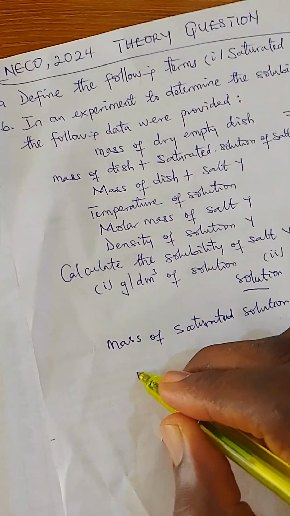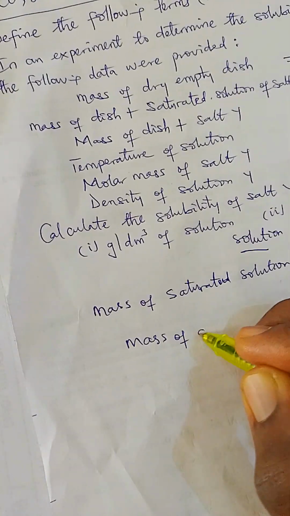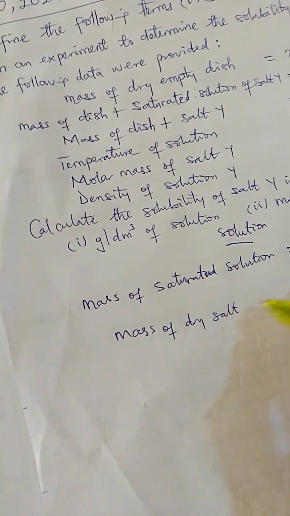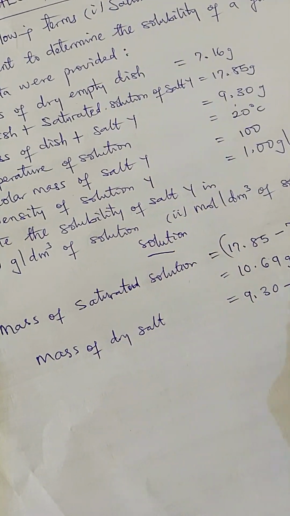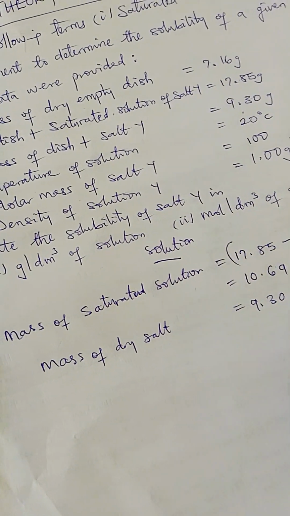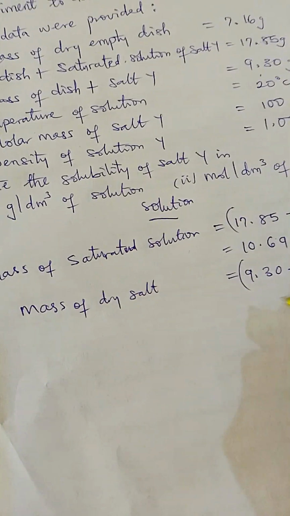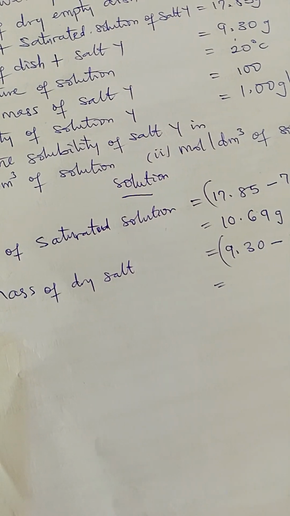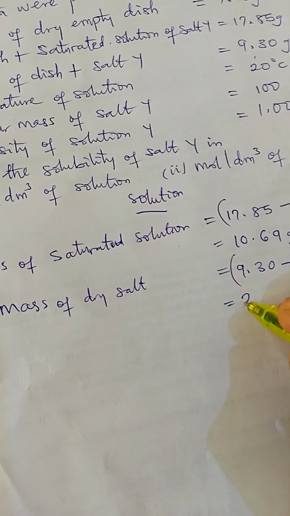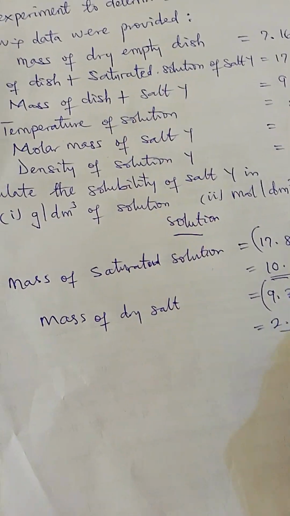So the next one is the mass of dry salt, which will be 9.30 minus 7.16, all in grams. When you subtract this, 9.30 minus 7.16 will give you 2.14 grams.